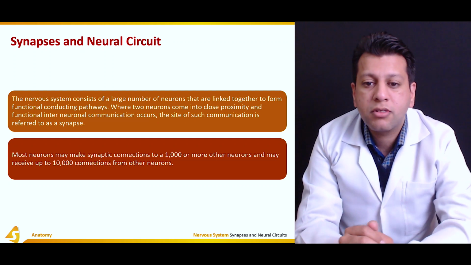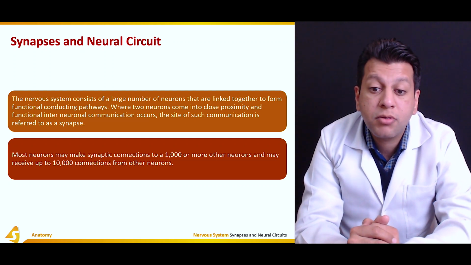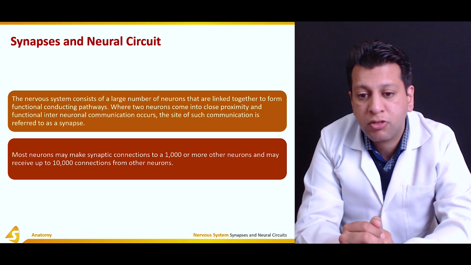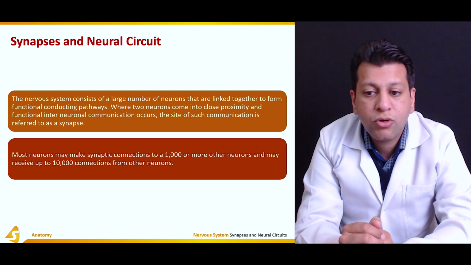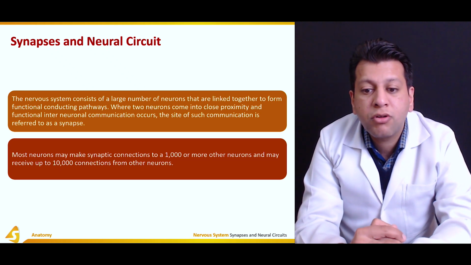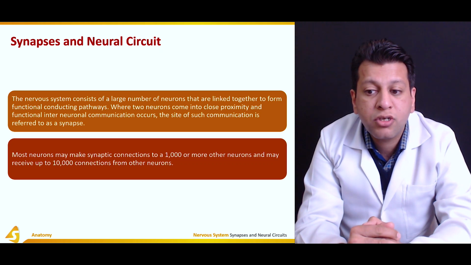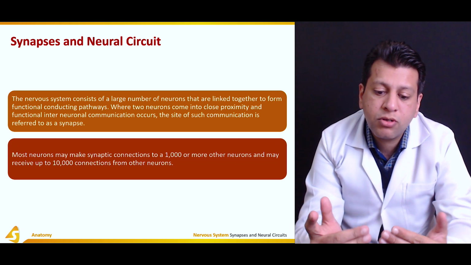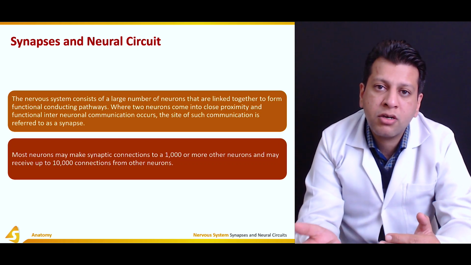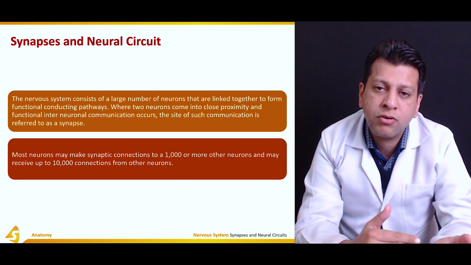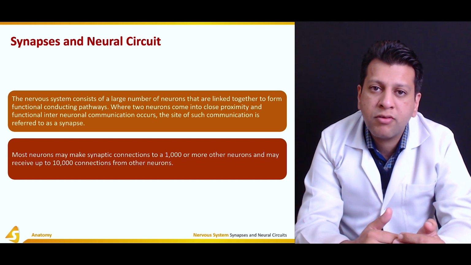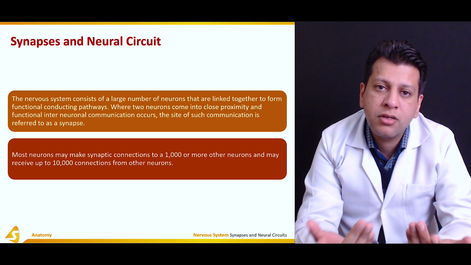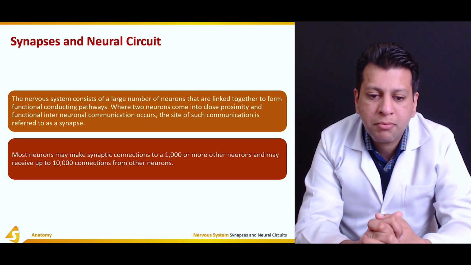So what is synapses and neural circuit? The nervous system consists of large number of neurons that are linked together to form a functional conducting pathways. When two neurons come into close proximity and functional interneuronal communication occurs, the site of such communication is referred to as a synapse. What actually happens is when two neurons join together at a certain point so that they can transfer all this action potential which is coming in from one neuron to the other, that point is actually called a synapse.